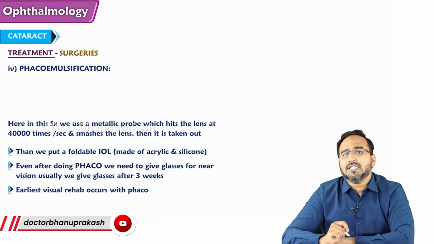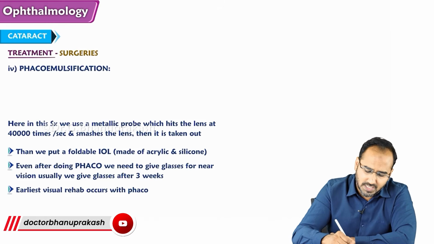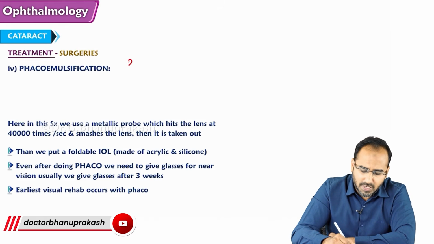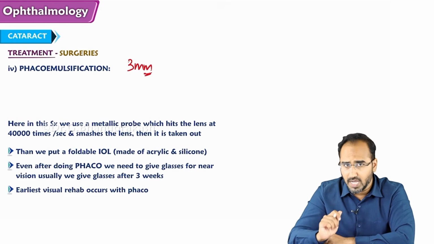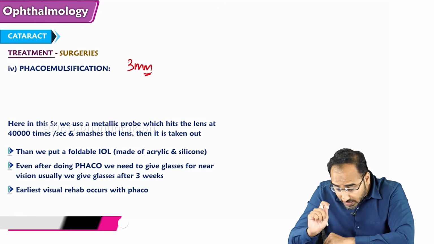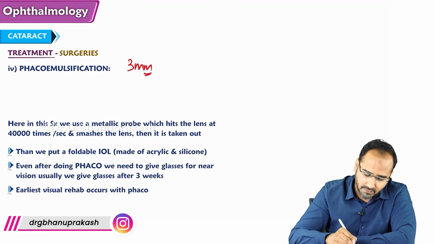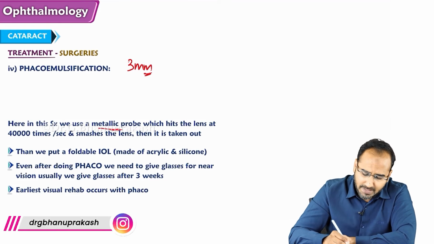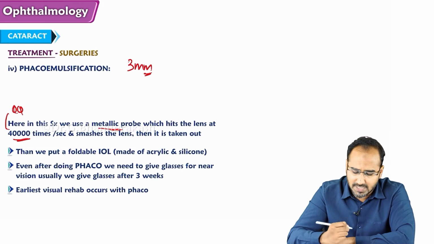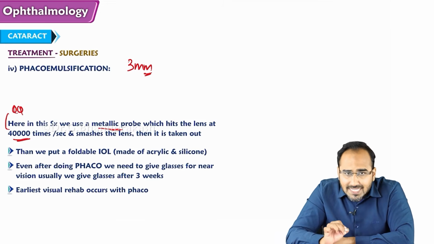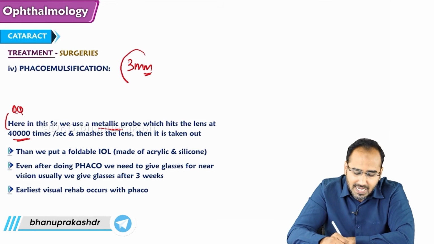Next is phacoemulsification. Here the length of incision is 3 mm. After taking an incision, you introduce a phaco probe, a metallic probe that hits the lens at 40,000 times per second and smashes the lens. Remember, how much is the length of incision that you have given? 3 mm.